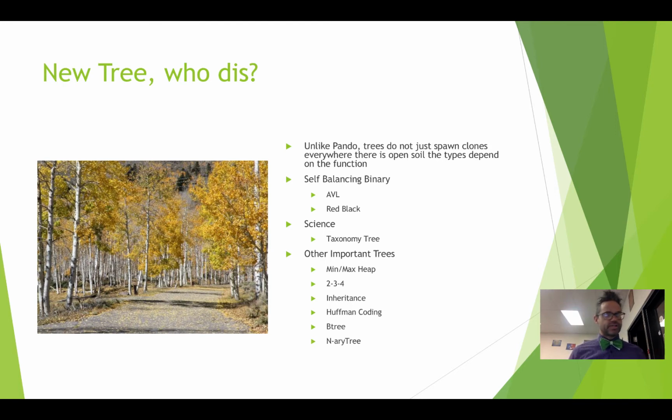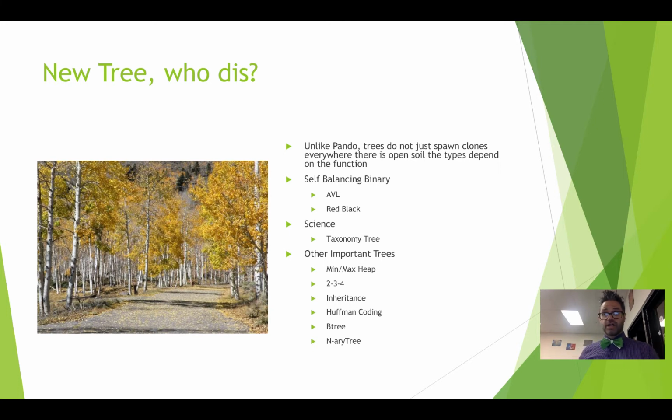We have different types of trees, and so the new tree who dis meme is a great way to approach this. We have our self-balancing binary trees, the AVL and the red-black tree we just mentioned earlier, and they're the ones whose job is a binary tree, but they balance themselves as they go through, and they have a way to keep your organization and your structure really nice. Makes it for a more compact and efficient tree.